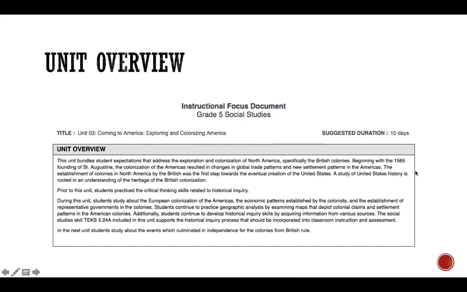The unit overview. The lesson that I'm going to be doing is going to focus on fifth graders in a social studies classroom. It would be from Unit 3 of the TEACS resource system, Coming to America, Exploring and Colonizing America. During this unit, the students study the European colonization of the Americas, and they learn about the economic patterns that were established by those colonists and the establishment of the representative government in the colonies.